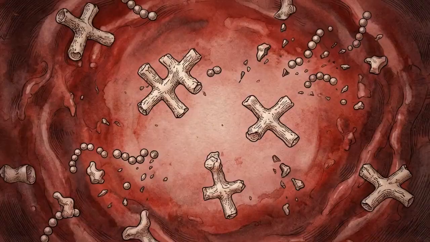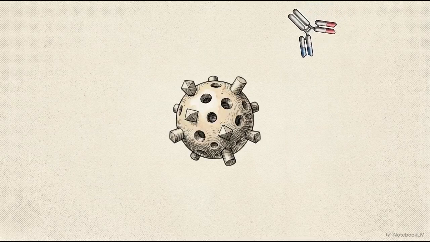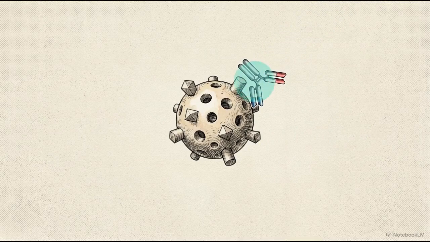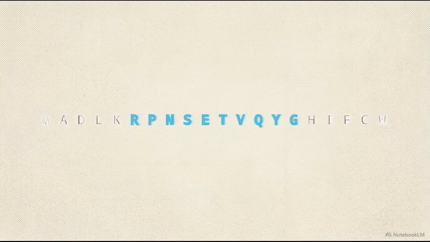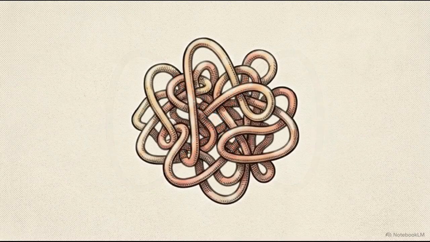This slide defines the specific computational target required to make a synthetic vaccine work: the epitope, the quantum unit of immunity. An epitope is the exact physical surface on an antigen where an antibody or T-cell receptor binds. Linear epitopes consist of short, continuous amino acid sequences, easily represented as one-dimensional text data. But conformational epitopes depend entirely on the folded, tertiary structure. Amino acids sitting far apart on the initial sequence fold together to form a single binding surface.